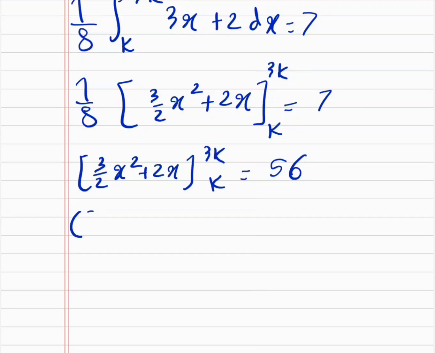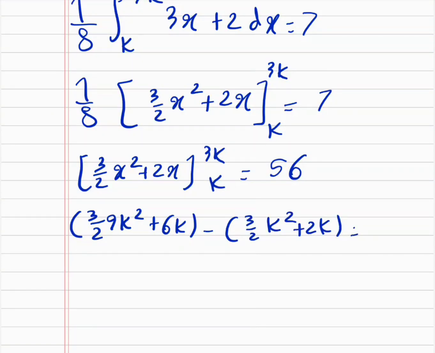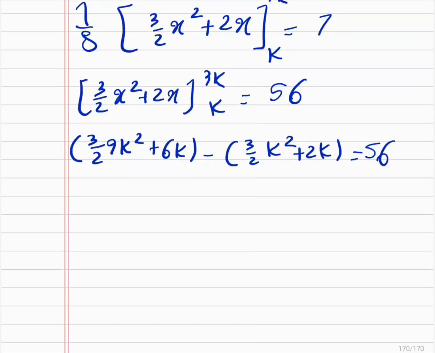All right, now it's about substitution. So we have 3/2 times (3k) squared, which is 9k squared. Then 3k substituted into 2x is 6k. And this minus, now we substitute k: 3/2 k squared plus 2k, is equal to 56. And now we just have a quadratic, so we just need to solve this. By the way, here 3/2 times 9 is 27/2.